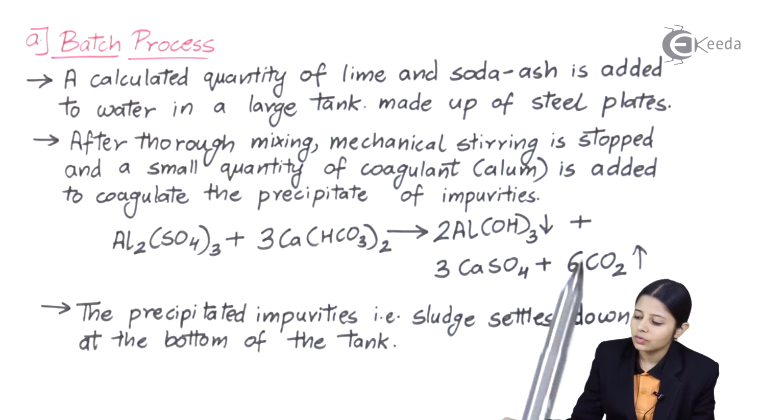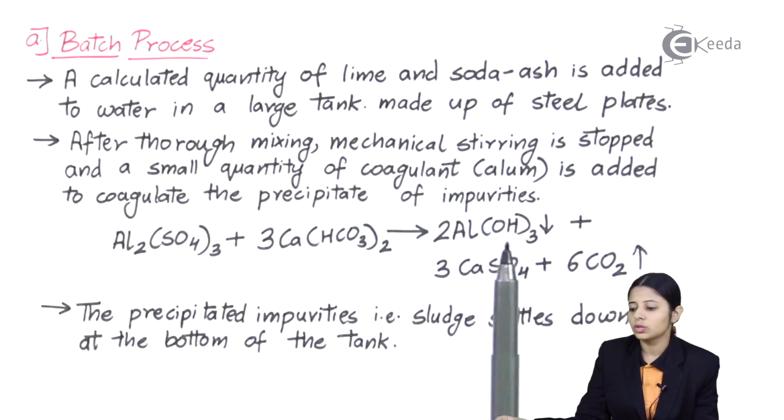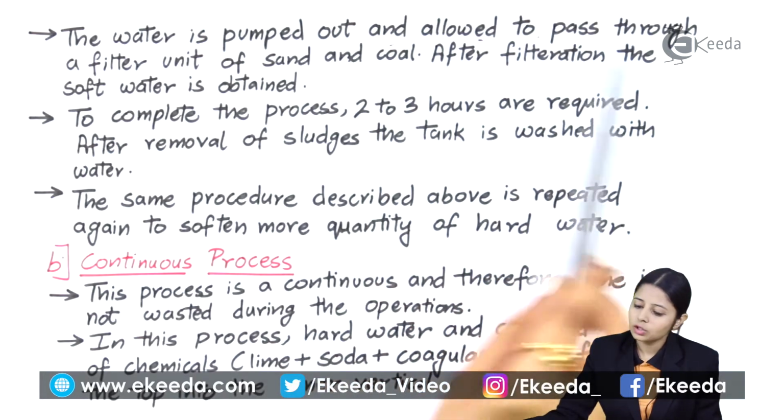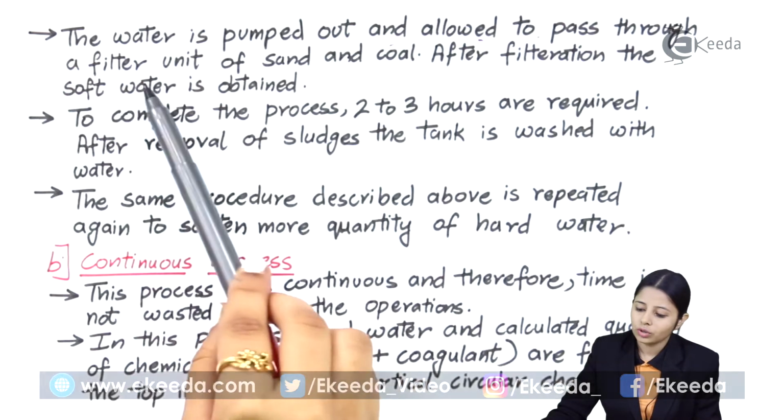So I have all of this which will get settled down, and this CO2 is a volatile compound, so it will just go out of the water. The water is pumped out and allowed to pass through a filter unit of sand and coal. After filtration, the soft water is obtained.